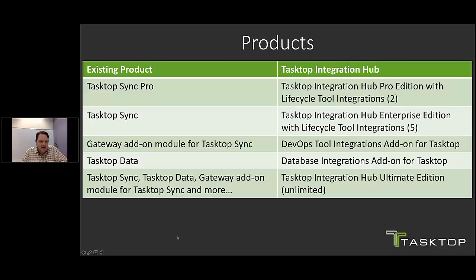And then the Gateway add-on for Tasktop is now the DevOps Tool Integrations add-on for Tasktop. What was known as Data is the Database Integrations add-on for Tasktop. And when you combine all those, when you have Tasktop Sync, Tasktop Data, and the Gateway add-on module for Sync, that equals the new Tasktop Integration Hub Ultimate Edition, the unlimited, the top.